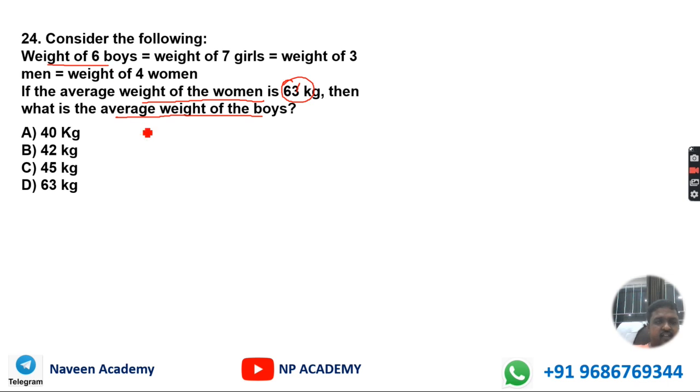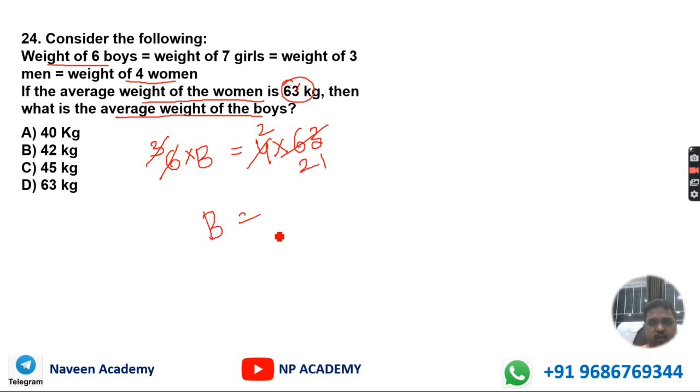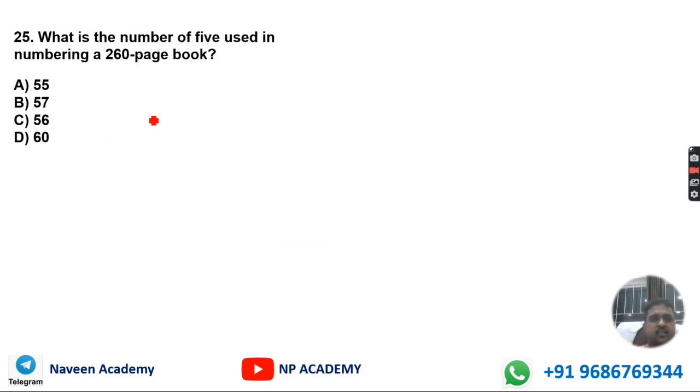Here, 6 boys, right? So 6 into boys. They are talking about weight of 4 women. So 4 women are there, the average is 63. So now 2 threes are, 3 twos are, 3 ones are. Then boys' average value is 2 into 21 is equal to 42, my dear friends. Option B, simple problem. Next.